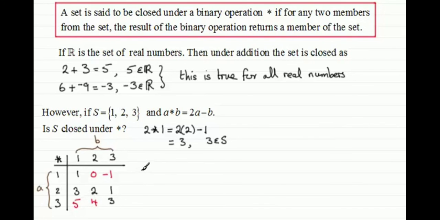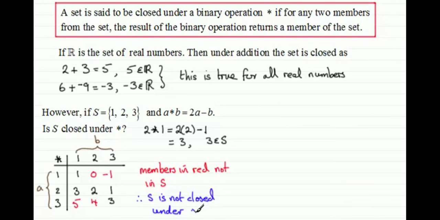So the members in red are not in the set S, because S contains only 3 elements. Therefore S is not closed. So for the closure property, we have to get the result to be in the set under the operation star.